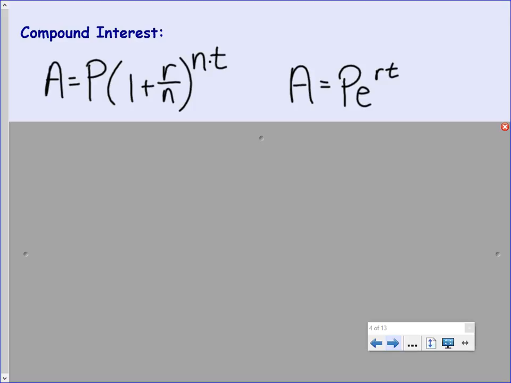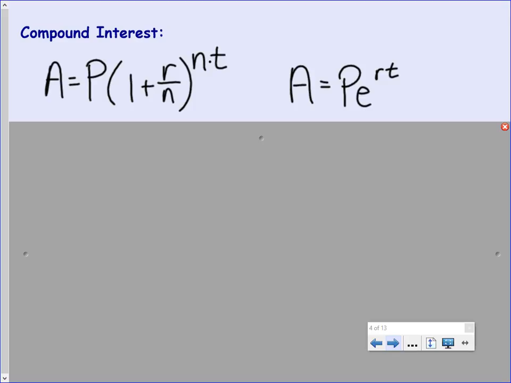So just to review, the compound interest formula on the left is your basic compound interest formula. It's got that extra variable of an n in there, and n represents the number of times that you compound. So if you compound quarterly, n is 4. If you compound monthly, n is 12. If you compound daily, n is 365. You remember doing that?